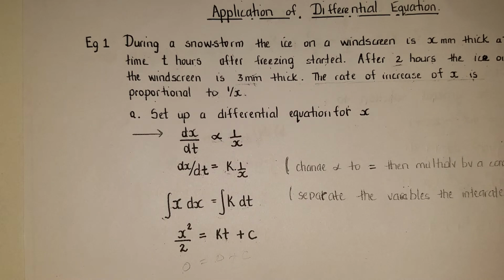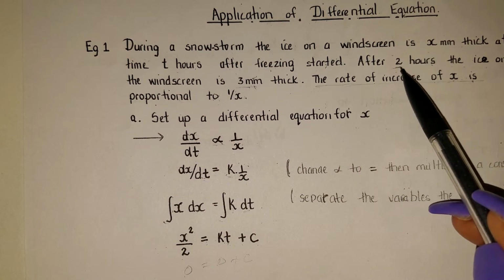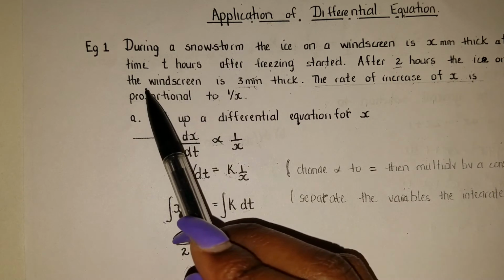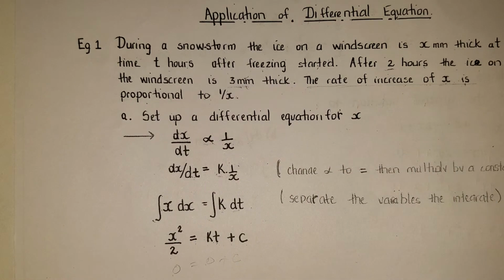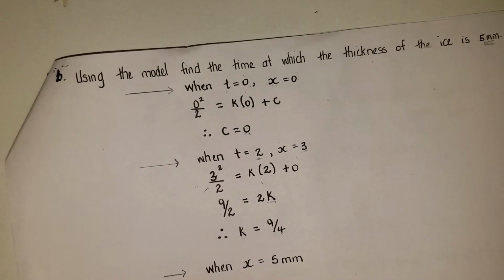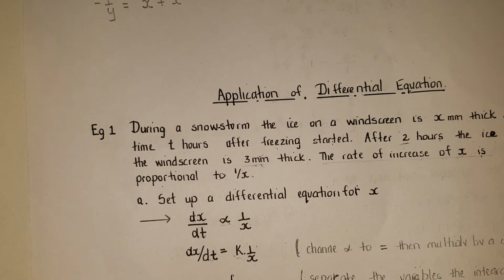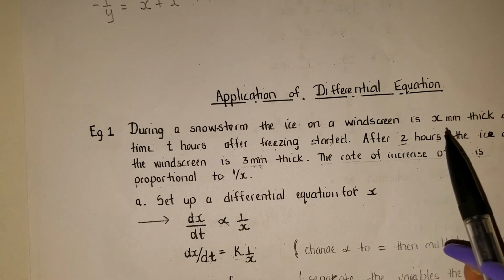Now, the next part of the question says that after 2 hours, that's when T is equal to 2, the ice is 3 millimeter thick. So when T equals 2, X equals 3. We're going to now plug that into the differential equation. Remember, C is 0. So, 3 squared over 2, which is 9 over 2, is equal to 2K. Remember that time is 2 and thickness X is 3.